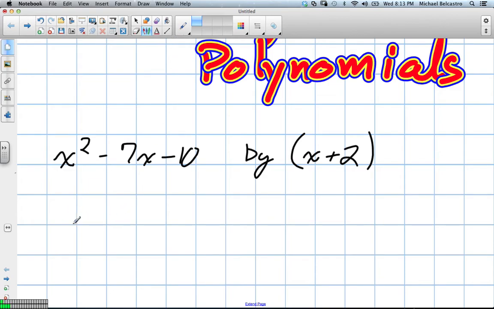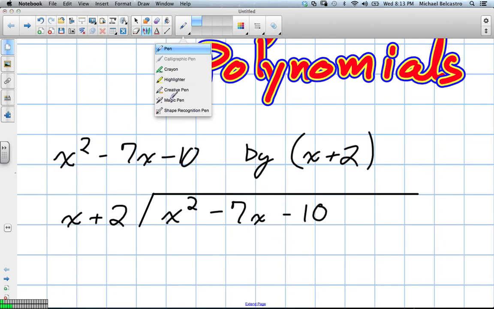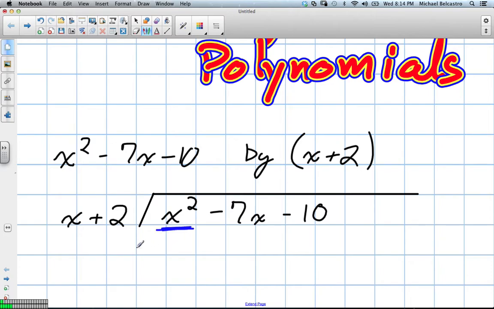What they mean by long division is kind of like when we did division beforehand. This time we have x plus 2, and we're actually going to make our little division sign here, and we write the polynomial underneath. So our binomial goes first, and we write the polynomial underneath. The idea is that we're trying to eliminate this term when we go to the subtraction part of long division.